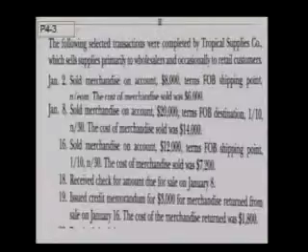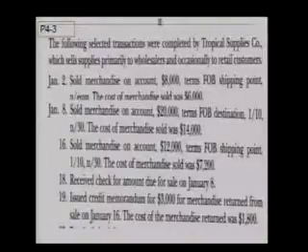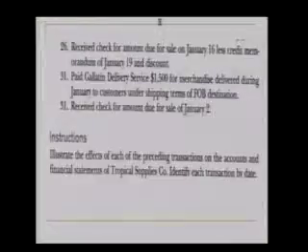All right, so there's a problem that we can do. The following selected transactions were completed by Tropical Supplies Company, which sells supplies primarily to wholesalers and occasionally to retail customers. So sold merchandise on account, it received a check, issued a credit memorandum, a lot of things. So illustrate the effects of each of the preceding transactions on the accounts and financial statements of Tropical Supplies Company. Identify each transaction by date.